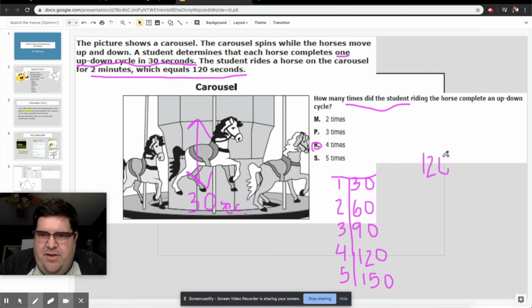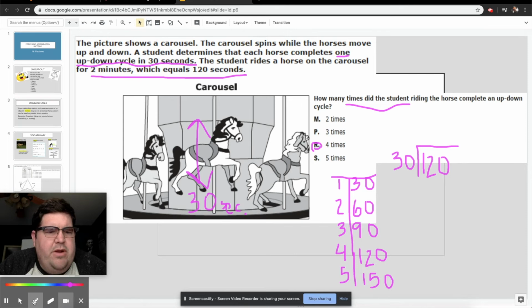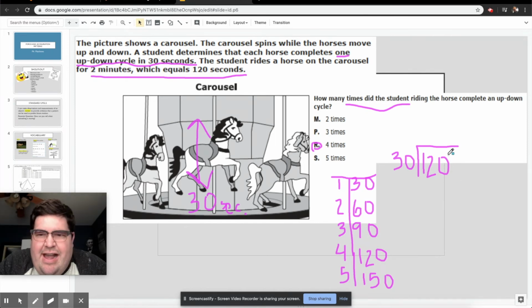You could have taken 120. This is going to be fun on the computer. 120 divided by what? 120 divided by 30. Yeah, good. And remember, what can I do here? What can I do to make this a little bit easier for me? What can I do? Good, I can cross out the zeros. I hope that's what you said. I can cross the zeros out.